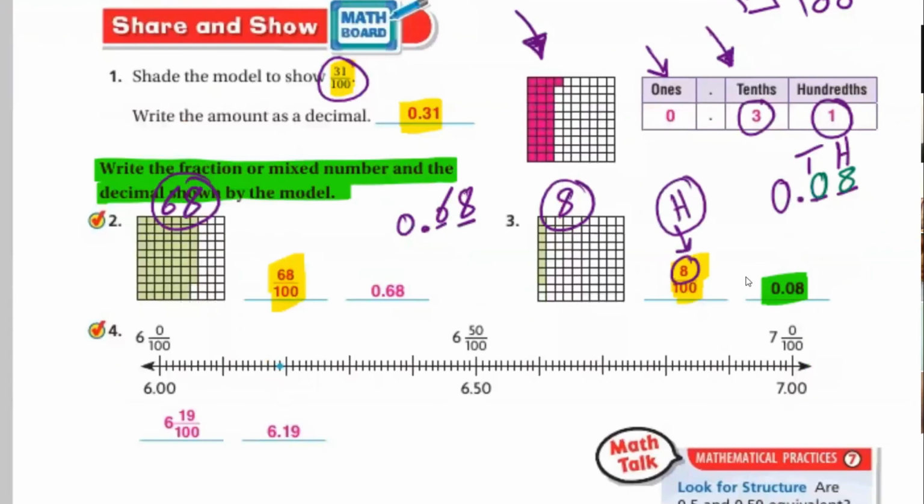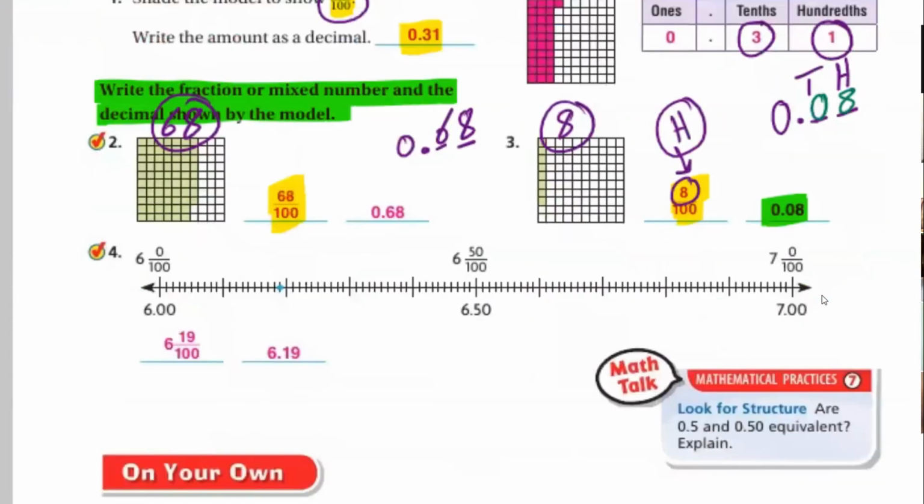Okay, number 4. Who can help with number 4? I think Ahmed Shamaz is here.